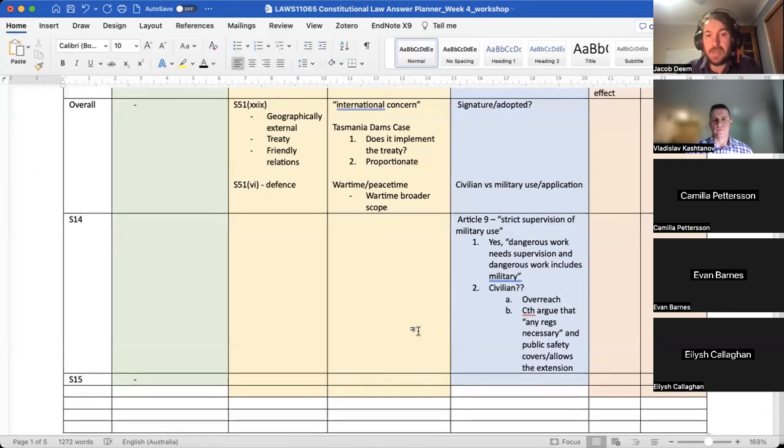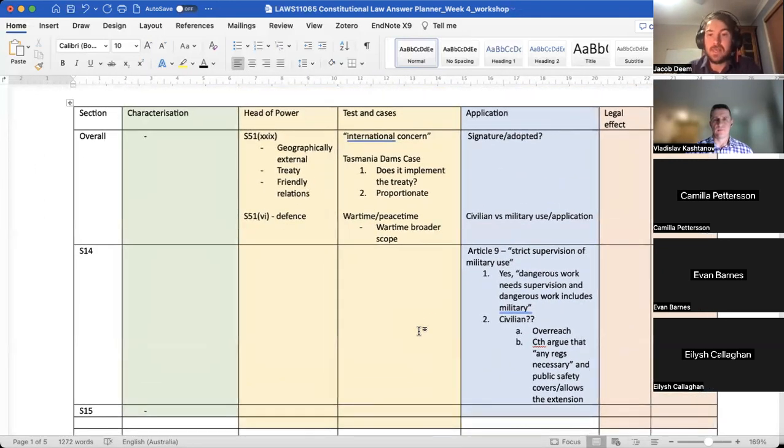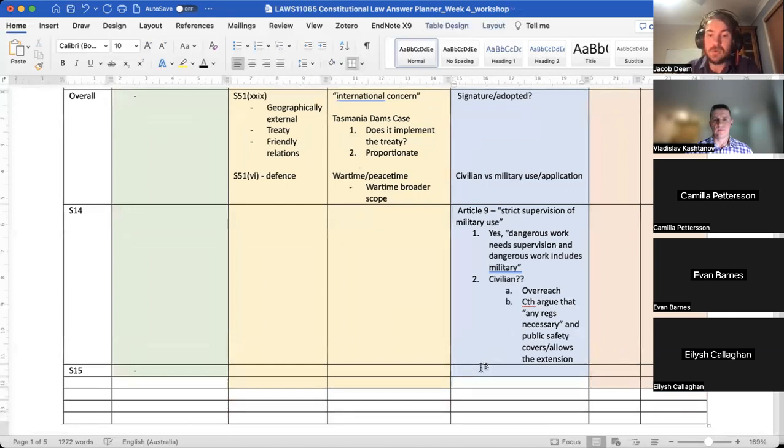Let's stay on external affairs, just to keep things simple, and let's talk about section 15. If you were the Commonwealth, what treaty provision would you argue section 15 implements? Or is it just completely not even close to anything?